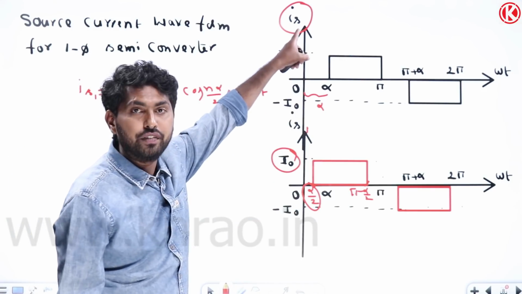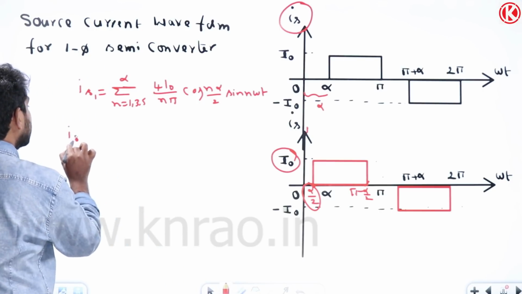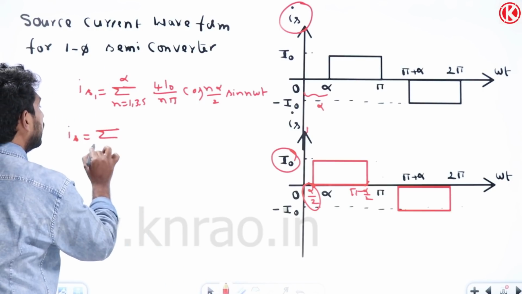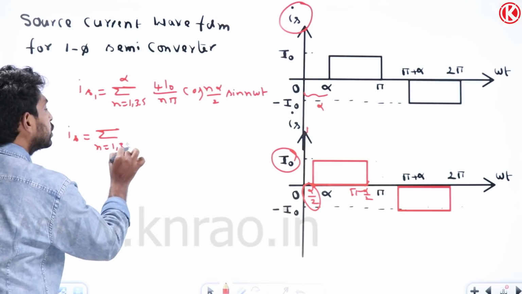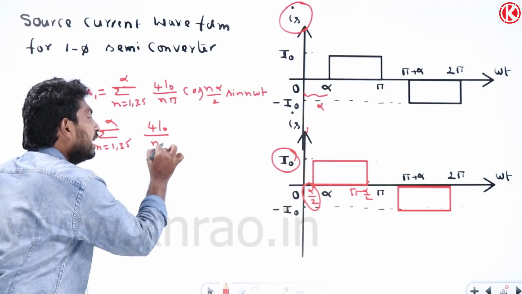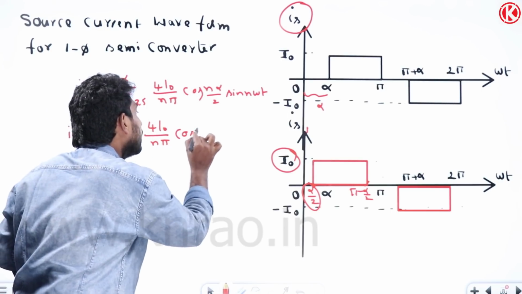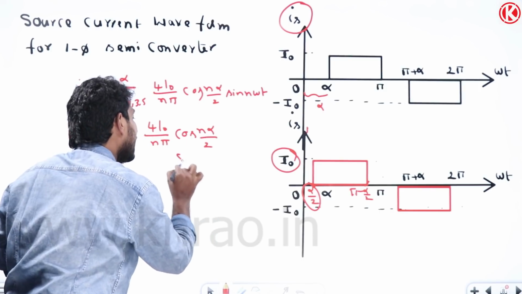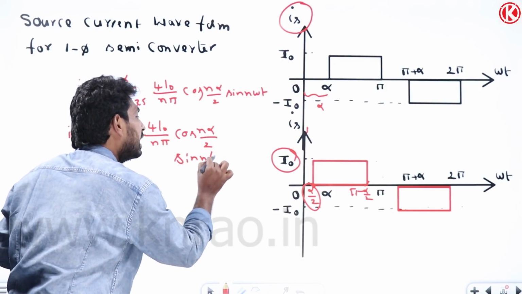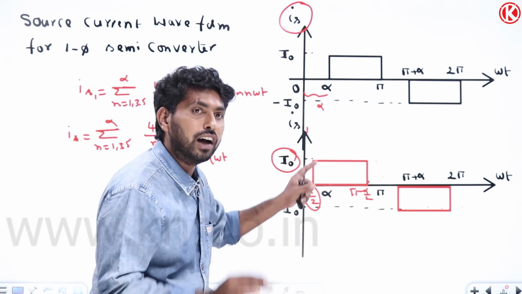But we have to write for IS. How can we write? IS equals sigma n equal to 1, 3, 5 to infinity, 4 I0 by n pi into cos n alpha by 2 into sin n omega t. So what is the angle we should add? We should add the angle or we should subtract the angle.